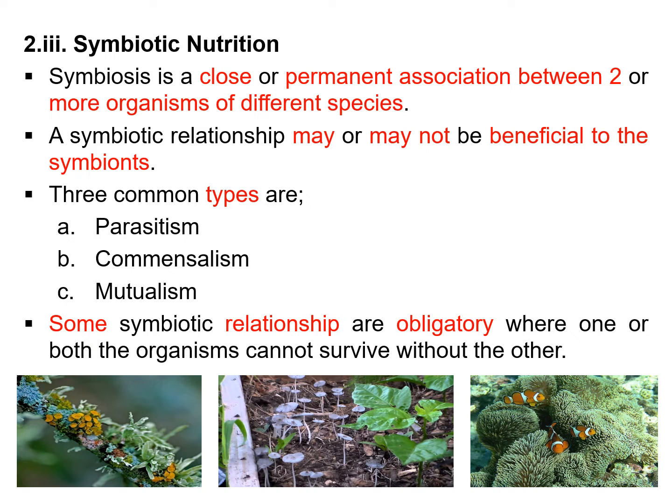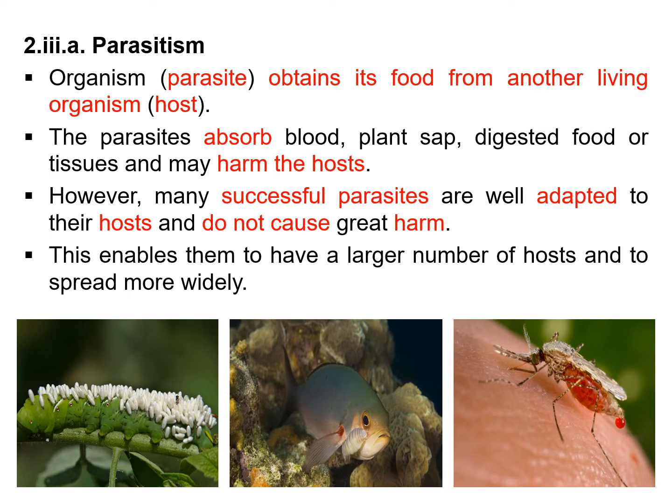Some symbiotic relationships are obligatory, where one or both of the organisms cannot survive without the other. We will see specific examples of how they carry out life within symbiotic nutrition, especially in parasitism, commensalism, and mutualism in the next few slides.